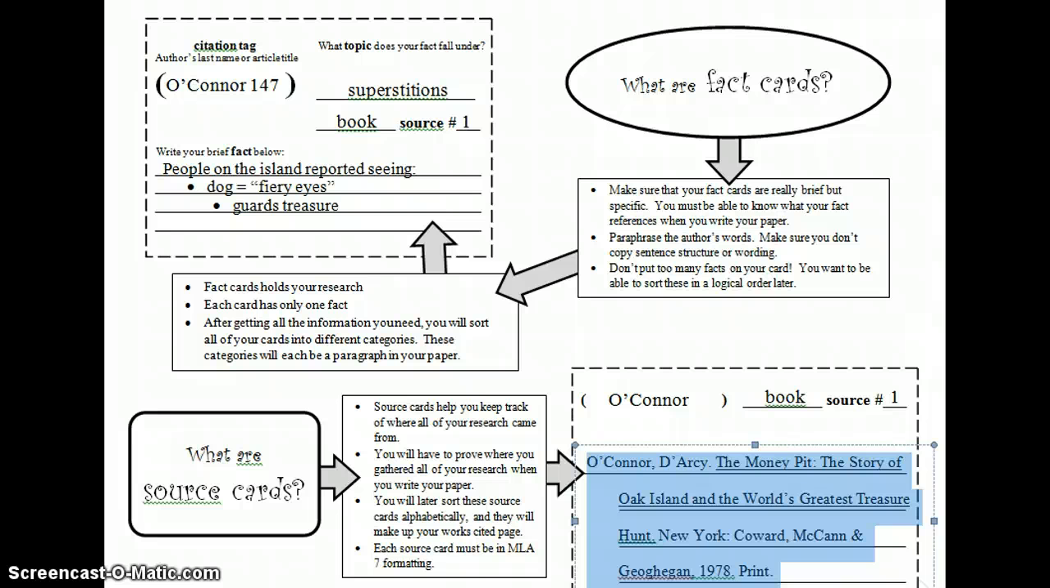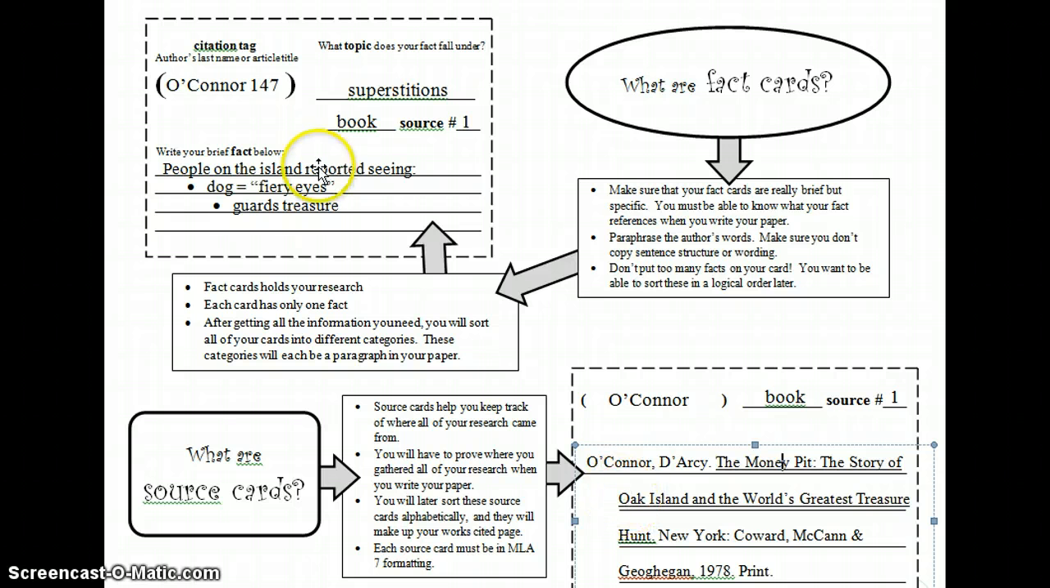So if you are looking up an article, you have to prove that it was credible, where you got it, so whoever's reading your essay knows where they can find that source and that you just didn't make it up. Now, fact cards are what you get from your source cards.